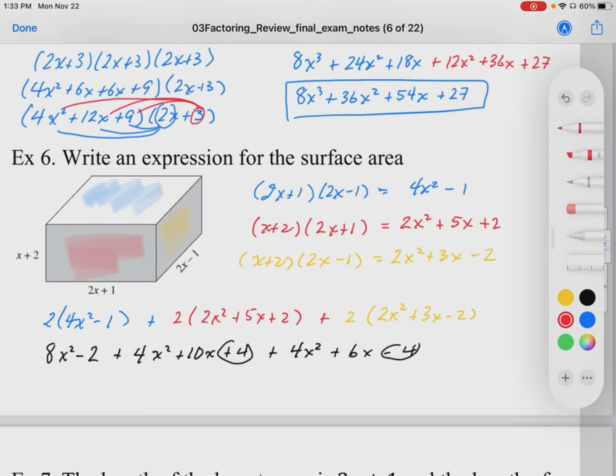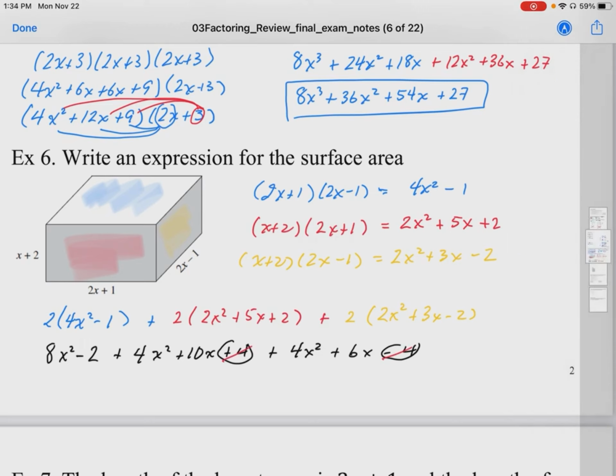Combining like terms, I'm just going to get rid of these zero pairs here, and then add it all up. So I end up with 8x squared plus 4x squared plus 4x squared gives me 16x squared. The x terms, I get plus 10x and 6x, which gives me 16x. And then there's only the 1 minus 2 ones term left over. So there's my total surface area. And I found that out by finding the 3 different surfaces and then working out the number of sides that those surfaces have, and then expanding out and combining like terms.